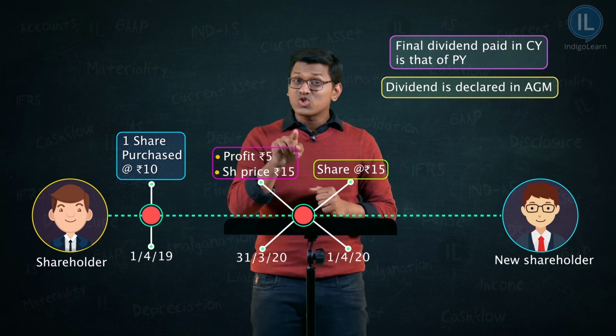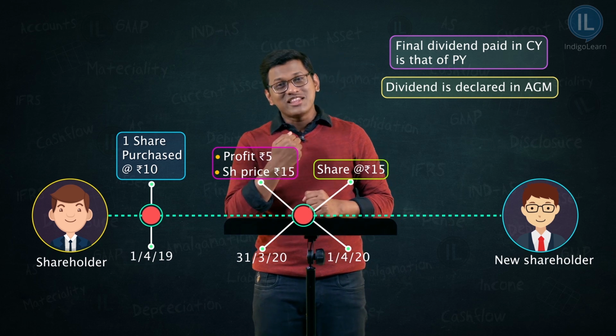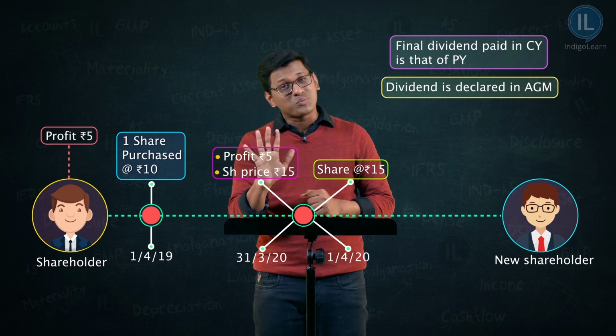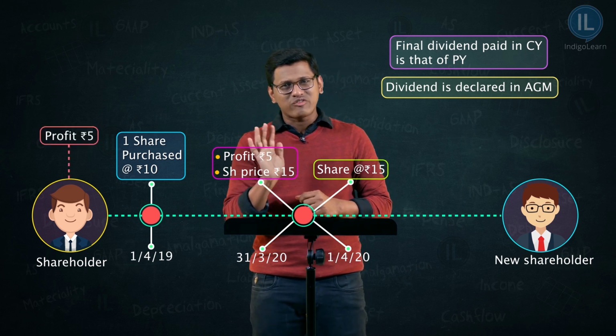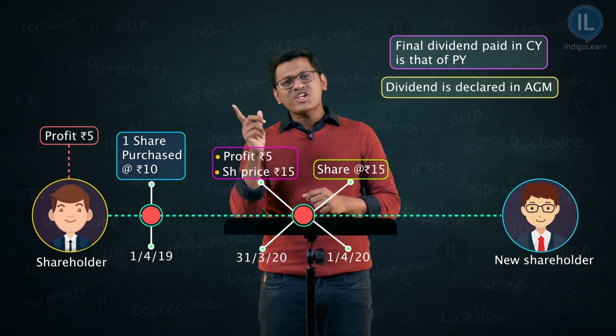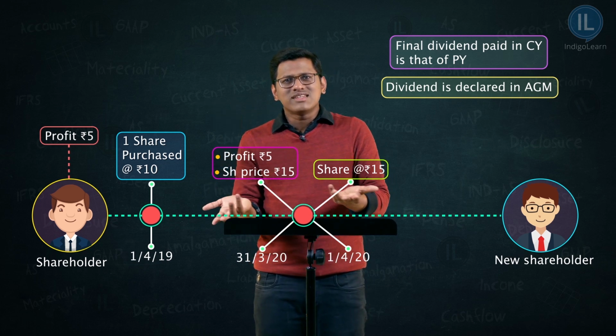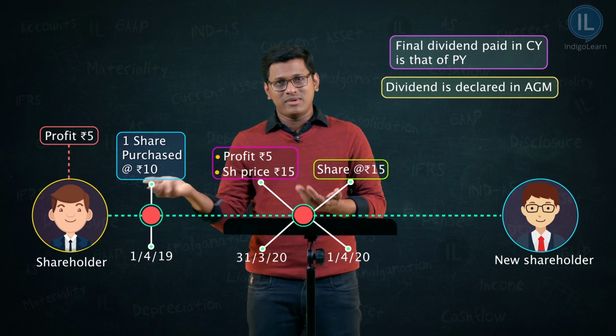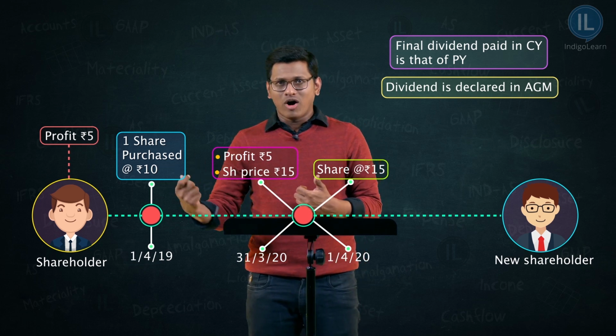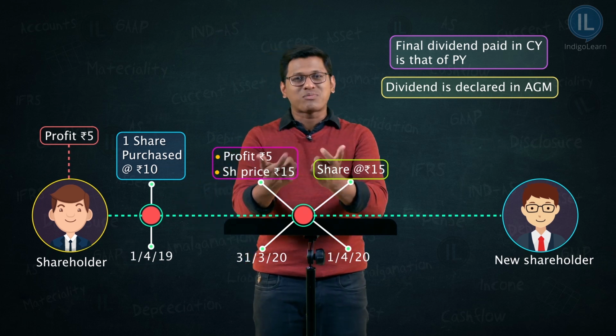I bought at 10, sold at 15. For me, there was a profit of 5 rupees. I have a gain of 5 rupees. In taxation, you may say it is capital gain, but in accounting, we simply say it is revenue profit. I bought it, I waited, I earned that profit of 5 rupees.